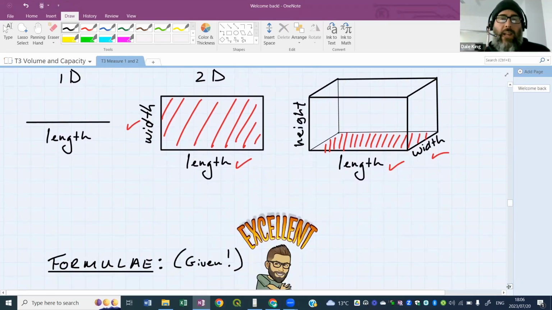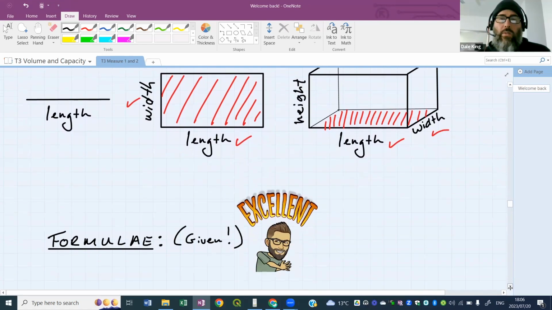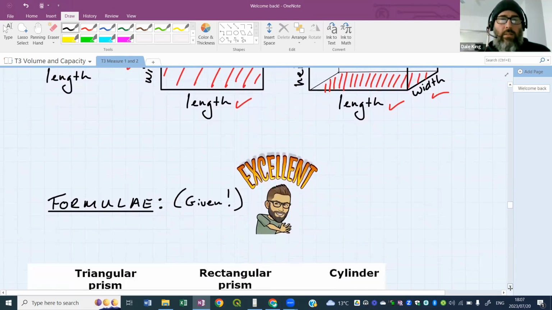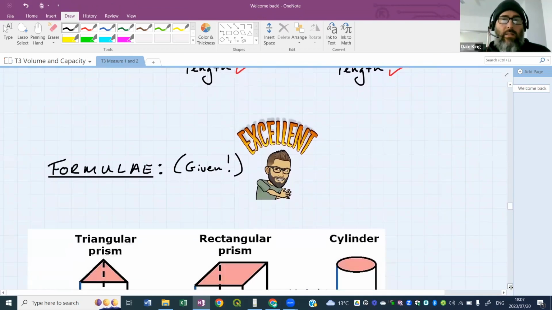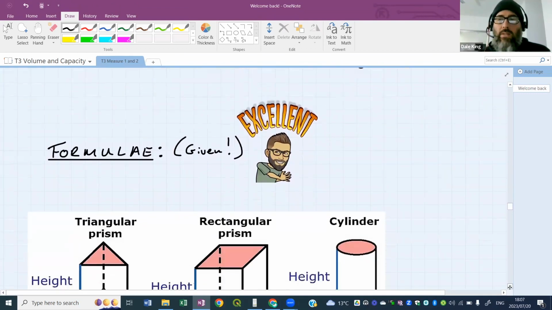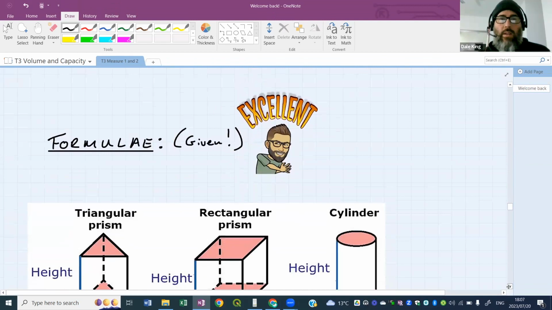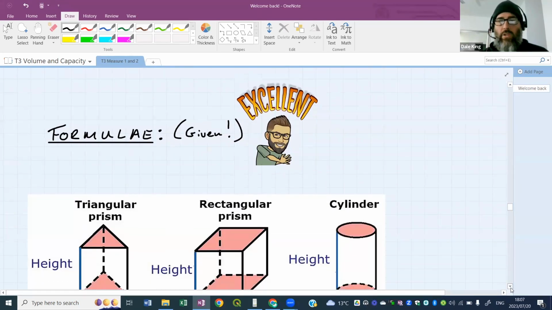Okay. Now, in terms of the volume formulae, they're always given to you, which is excellent. The formulas are always given to you, always. Maybe in different formats, they look a bit different to what you're used to. Sometimes they use letters, sometimes they use words, but the formula will always be given to you. You don't have to remember them, which is really cool. All right, very good news for you.